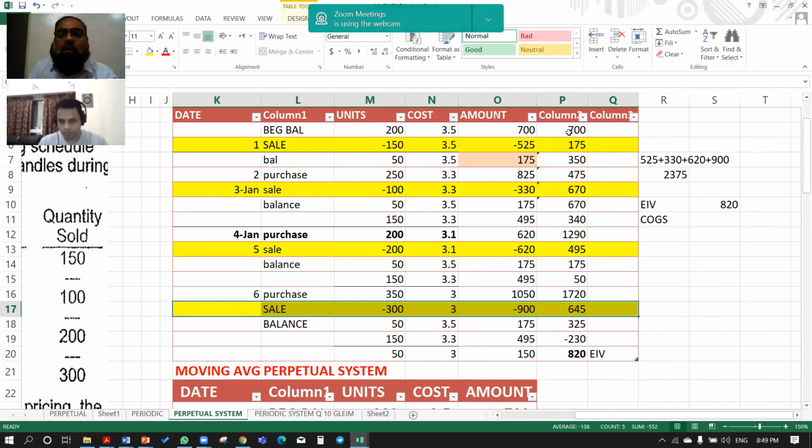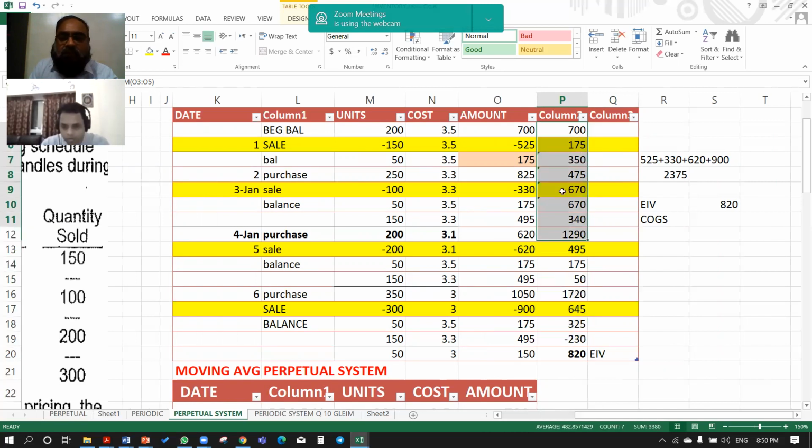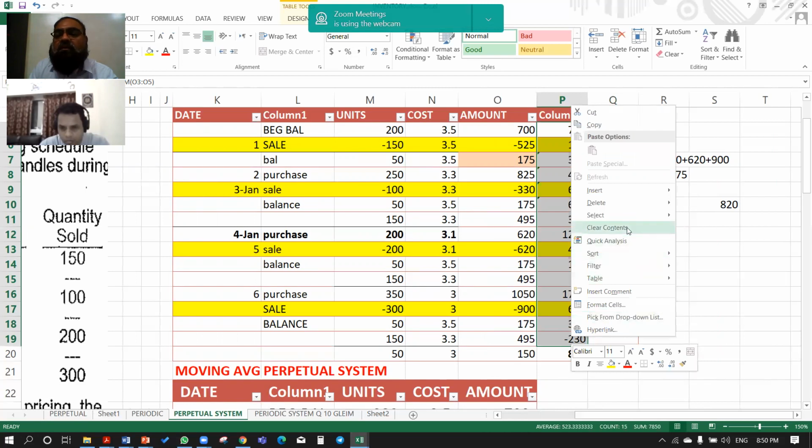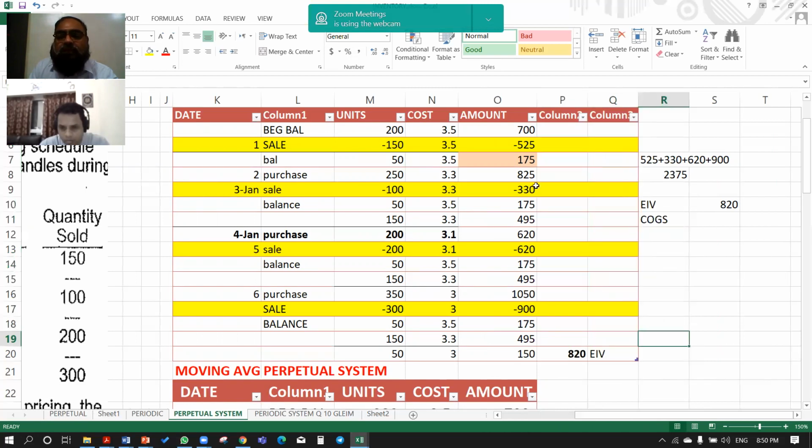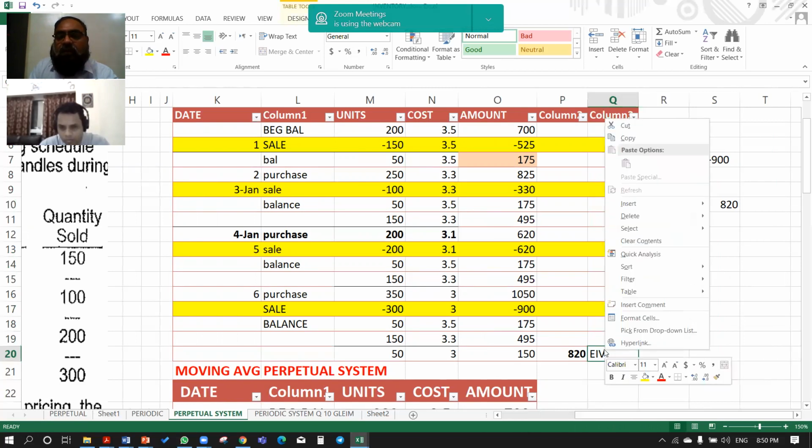What has happened here? It's been auto-added. Actually, I did not add these values, right? Wait, the total of the yellow ones. We should not simply add all these values, right? Because this relates to the different lots, right? So let me erase this, okay? Because it came automatically. And let me delete this row.